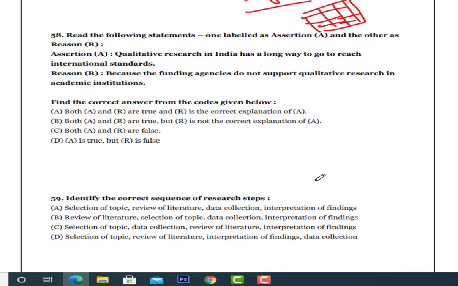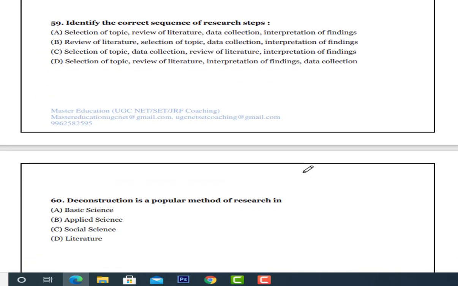The next question: read the following statements, one labeled as assertion and the other as reason. Assertion: quality of research in India has a long way to go to reach international standards. Yes, we have a long way to go, which is correct. The reason: because the funding agencies do not support quality research in academic institutions. No, they are supporting; if the research is good, the funding agencies support it. So assertion A is true and the reason is false. So option D: A is true and R is false.